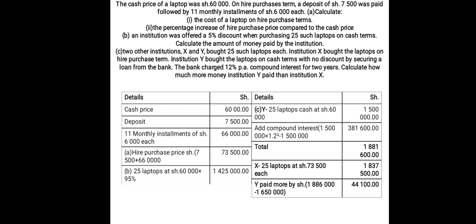Now, part C, we have one institution buying the laptops on cash using a loan, and another one buying on hire purchase terms. So the one that bought on cash paid 1,500,000 shillings for the laptops, and also an interest of 381,600 shillings on the loan it took. So the total it paid was 1,881,600 shillings. Now the other one, Institution X, that bought the laptops on hire purchase terms paid 1,837,500 shillings. So Institution X paid less by 44,100 shillings.